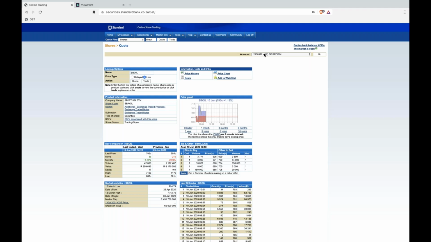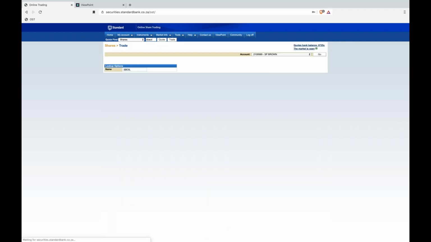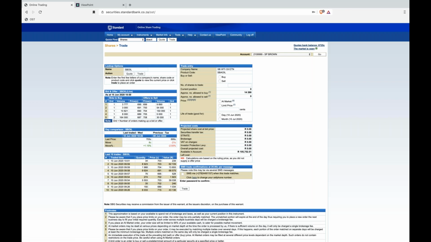So in this case, I can't trade it in a warrant account. I would have to trade it in an equity account, and I would just click my trade button, and there it is. And now I can trade it. I can buy and sell as I want. So you trade it as you would a normal ETF or an equity.